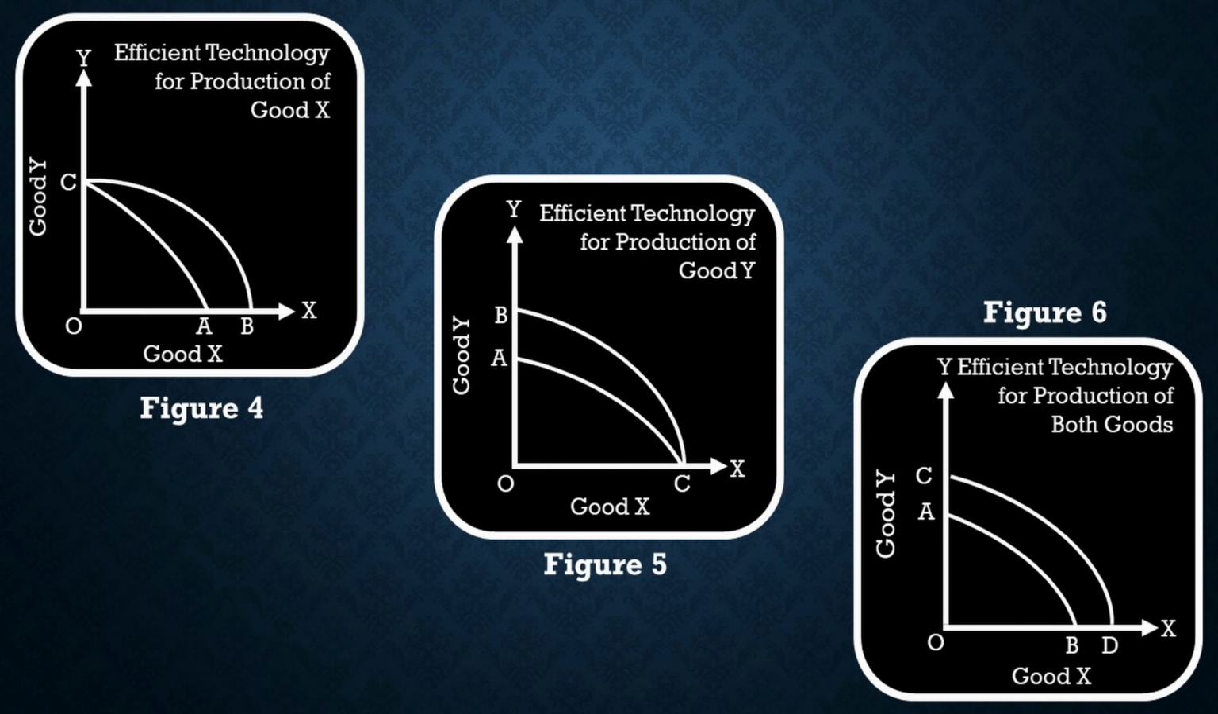Third case is shown in figure 6, which shows that PPC will shift forward for both the goods. This means that producer will use more technology for the production of both the goods. That means PPC will rotate from AB to CD.